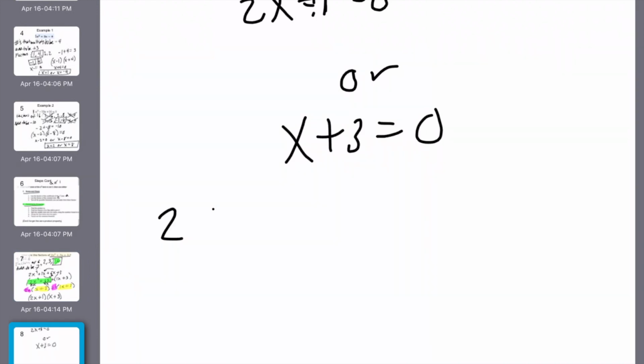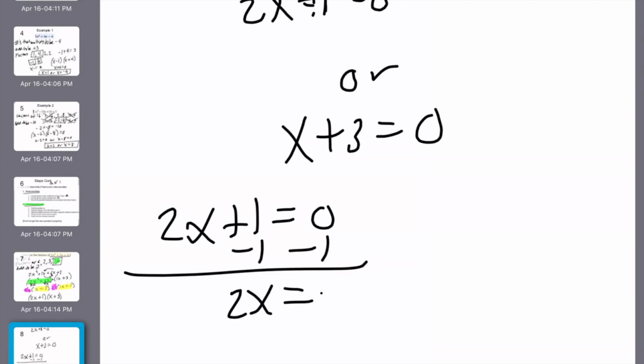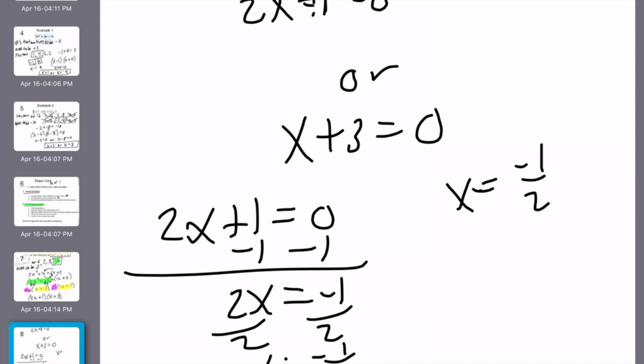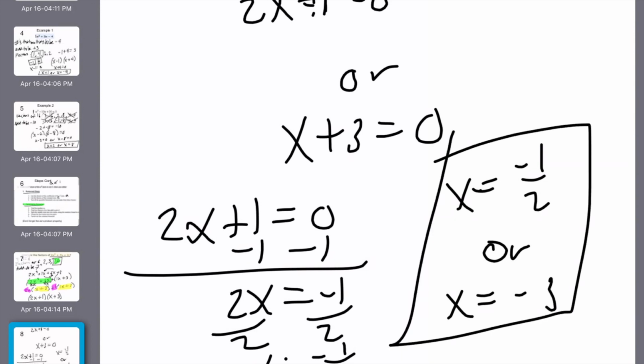So I know that 2x plus 1 equals 0. I need to subtract 1 on both sides. 2x equals negative 1. Divide by 2, divide by 2. So I know that my x values are going to be x equals negative 1/2 or x equals negative 3. So x equals negative 1/2 or x equals negative 3. Those are my solutions.